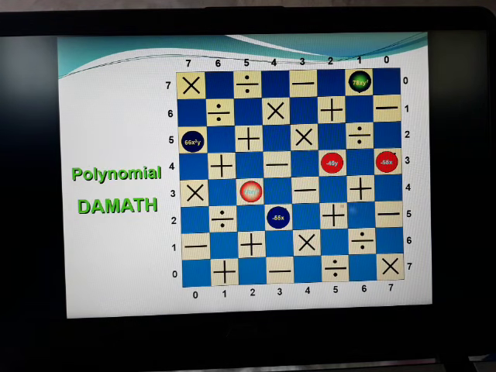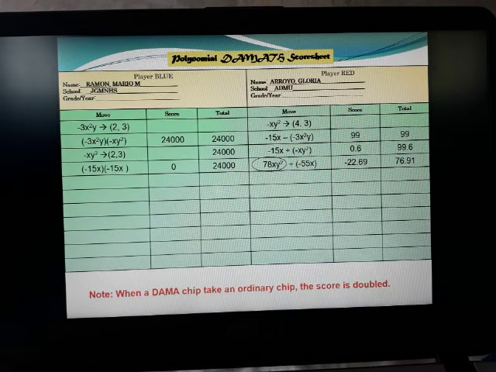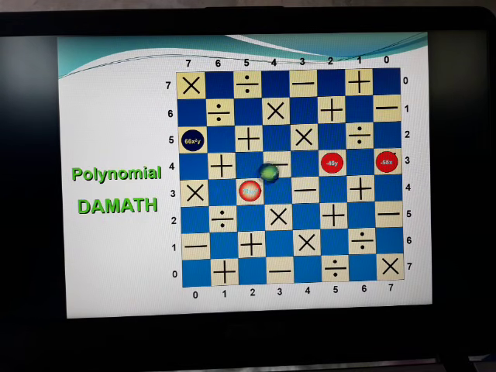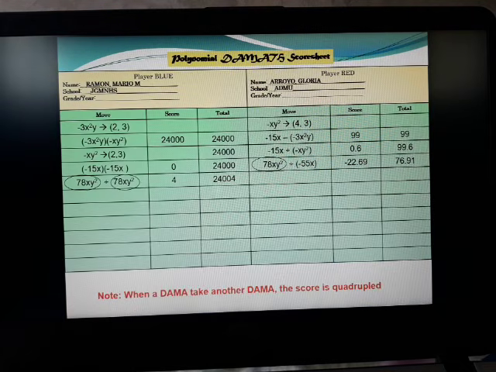A Dhamma takes a regular chip. The score is double. And then a Dhamma takes another Dhamma. The score is quadruple. So whosoever gained the highest score will be declared as the winner. So we have the following rules in playing Dhamma.